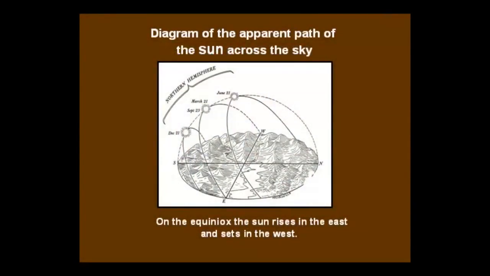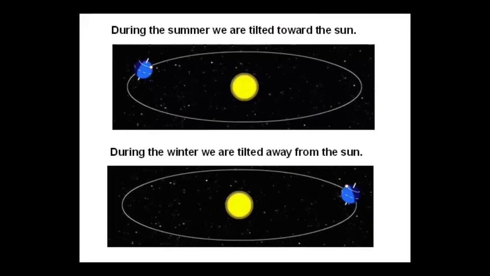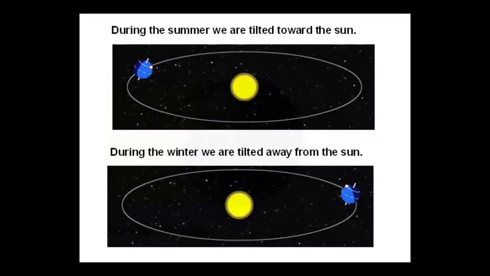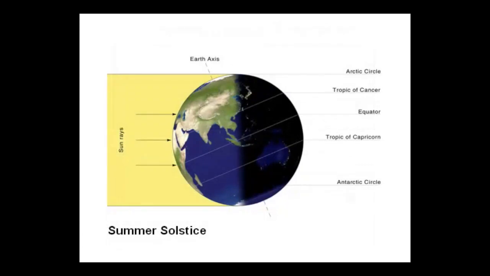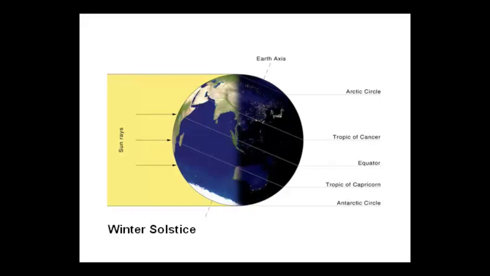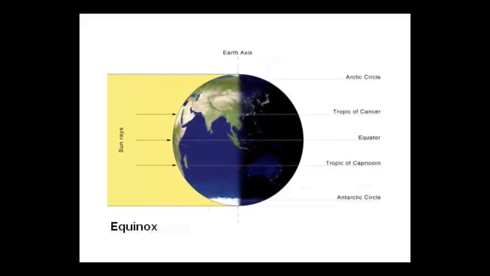Note that on the equinox, the sun rises precisely in the east and sets precisely in the west. The path we see of the sun across the sky results from the rotation of the earth around the sun at a 23.5-degree angle to the ecliptic plane, causing a summer solstice, a winter solstice, and two equinoxes.